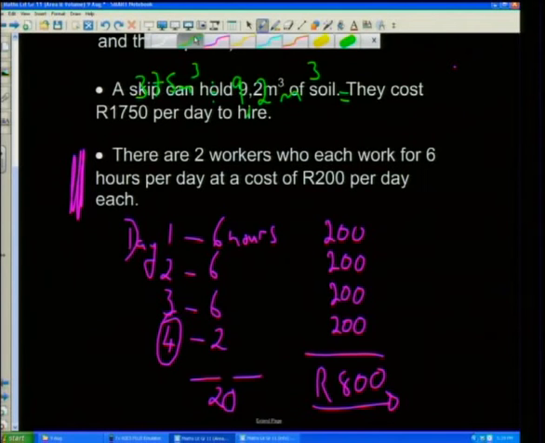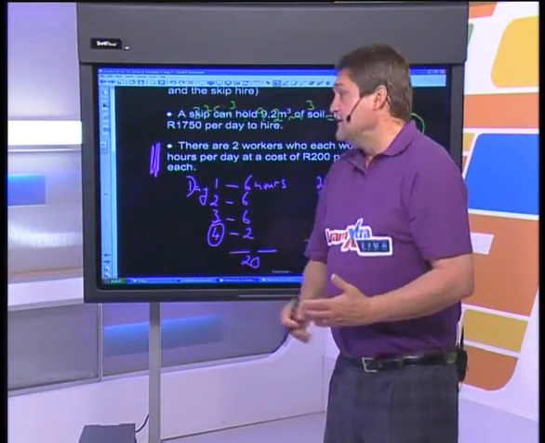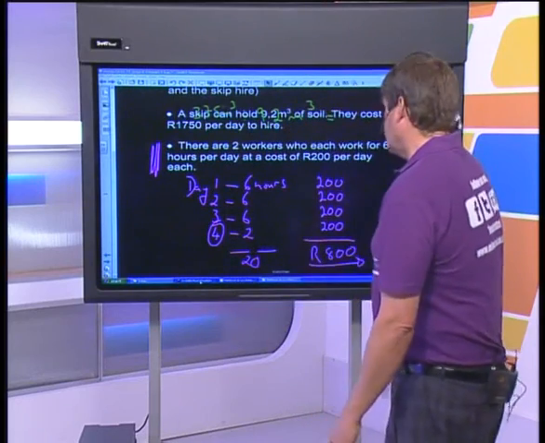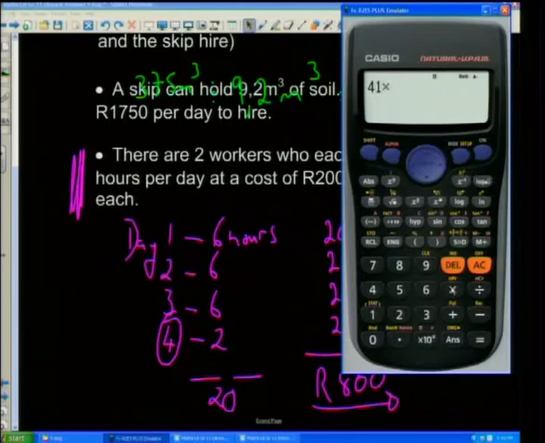Okay, so we needed 41 skips. And if each skip cost us 1,750 Rand to hire, then we've got to multiply that. Do you agree with me? I agree. Okay, so we now say 1,750 times the 41. If we can get our calculator, here we go. Right, so we've got 41 times 1,750. So the skips are costing us 71,750 Rand.